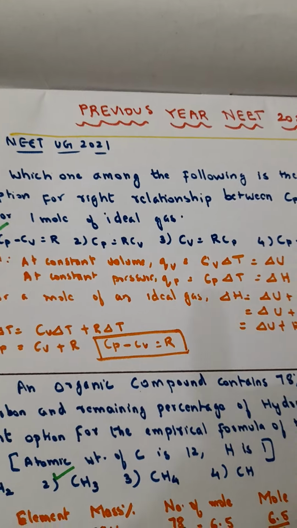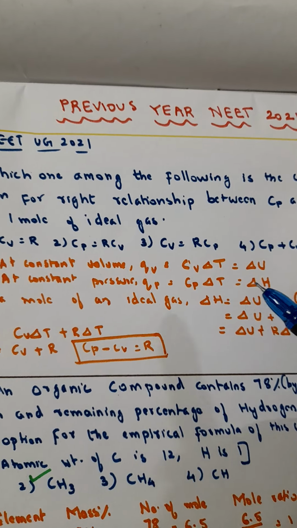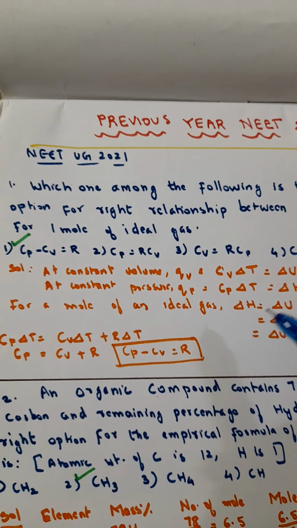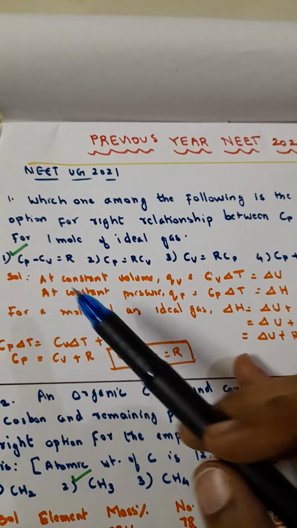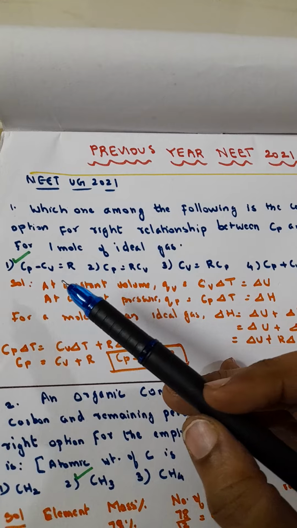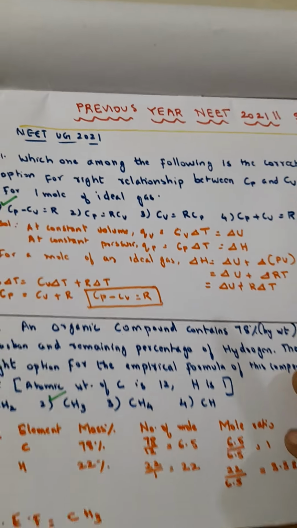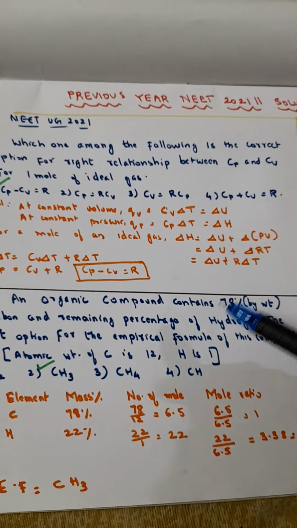So hope you understood this concept. You have to remember these formulas, then you will be able to substitute for delta H and all that. Otherwise, just remember the relation between Cv and Cp for 1 mole of ideal gas: Cp minus Cv is equal to R. Done. Now moving on to the second question.